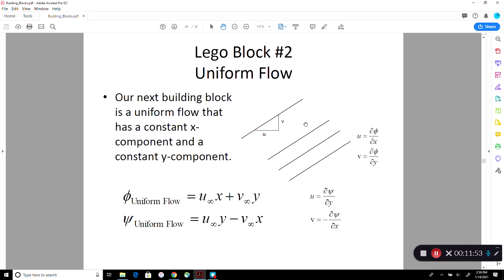Again, if we take a contour integral, we could show that because this has got no vorticity, any contour around it will go to 0. There's no circulation in this particular flow.